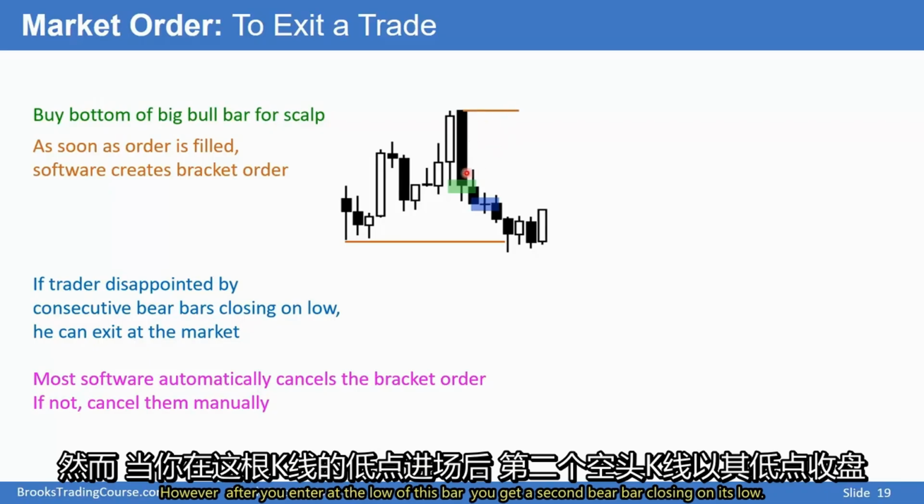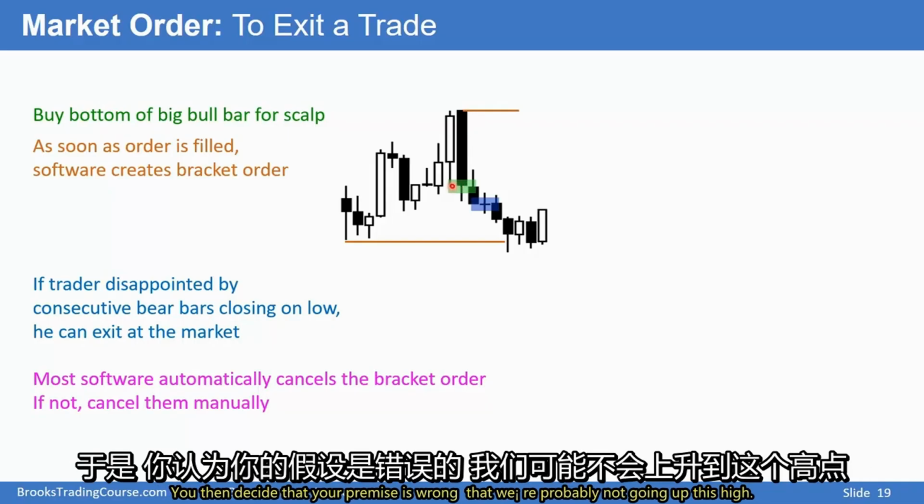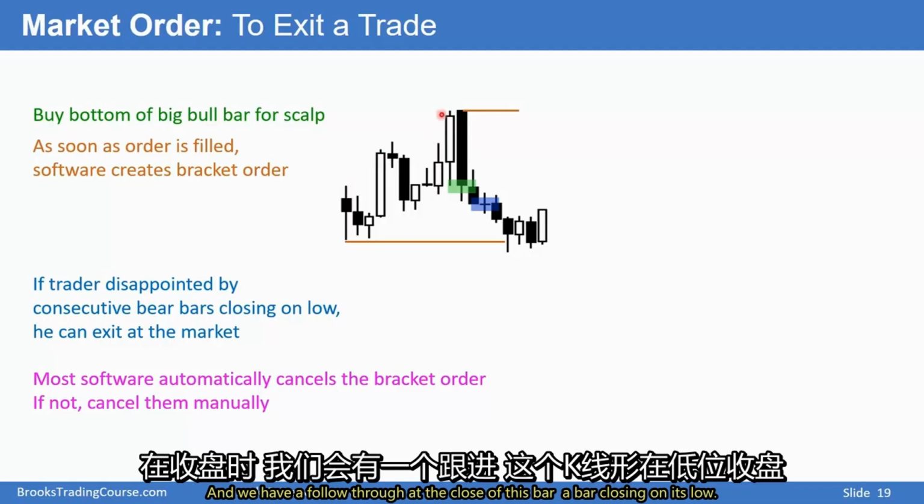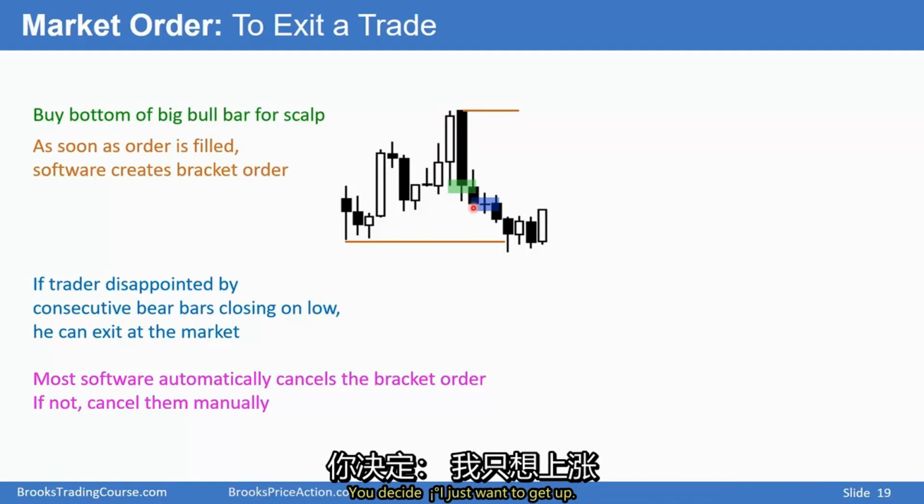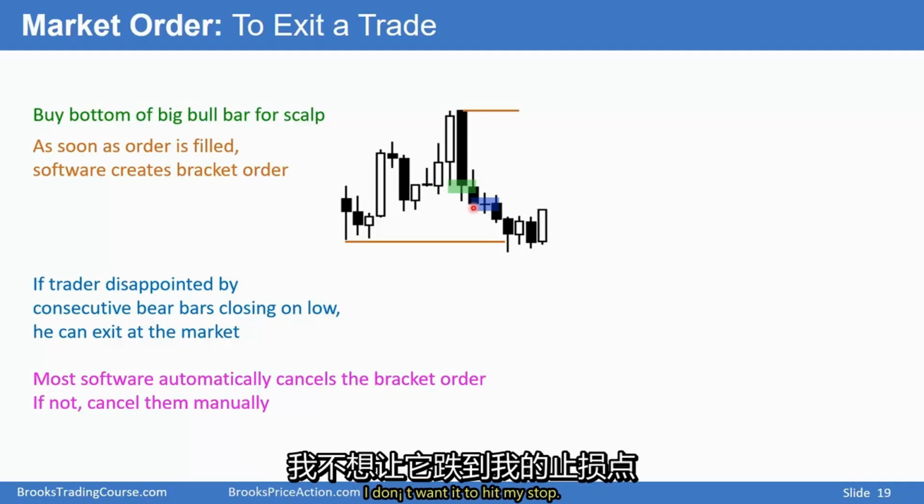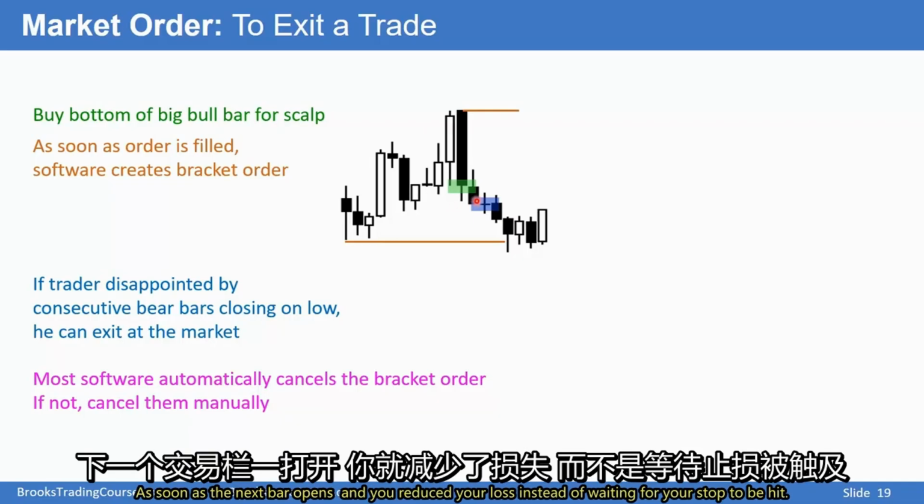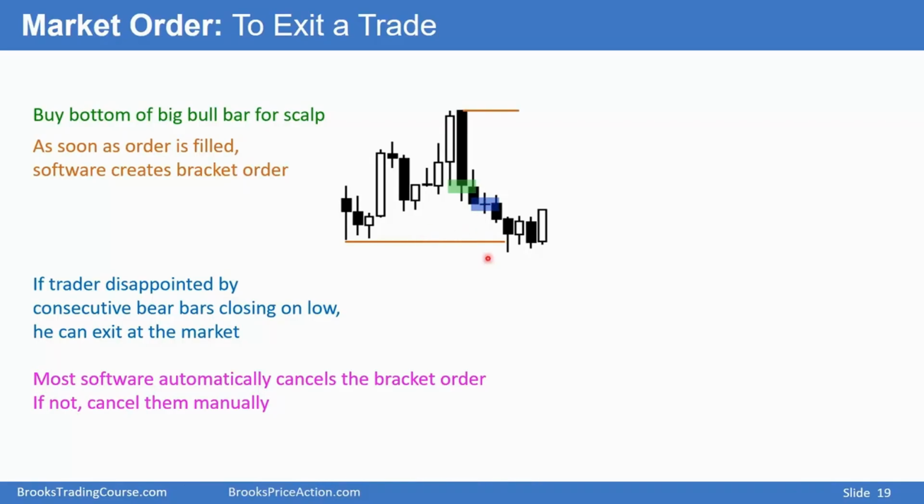However, after you enter at the low of this bar, you get a second bear bar closing on its low. You then decide that your premise is wrong, that we're probably not going up. This might be a wedge top, 1, 2, 3, and a reversal down, and we have a follow through. At the close of this bar, a bar closing on its low, you decide, I just want to get out. I don't want it to hit my stop, I'll lose more. As soon as this bar closes, you hit sell market, and you get filled as soon as the next bar opens, and you reduced your loss instead of waiting for your stop to be hit.